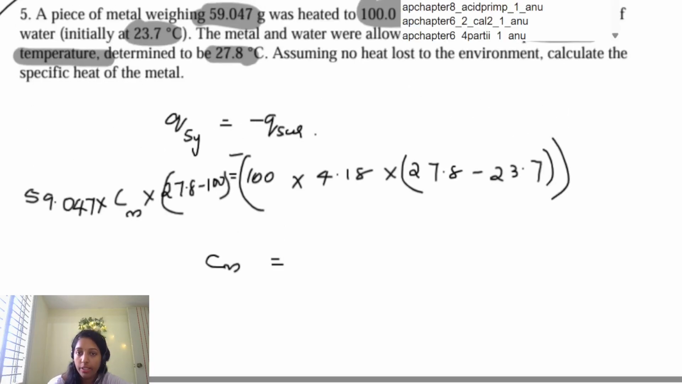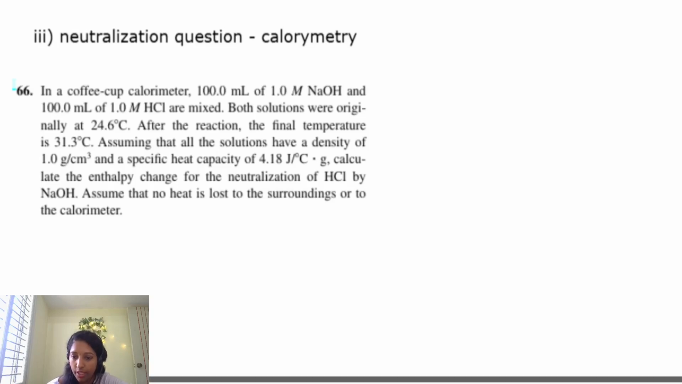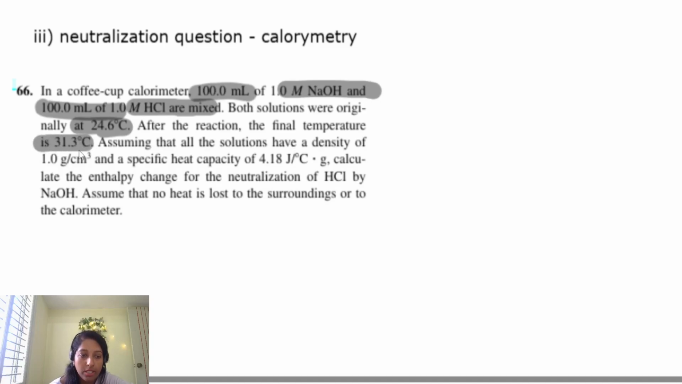And the third kind of question is a neutralization reaction. Neutralization reaction is something like this: 100 ml NaOH is added to 100 ml of 1 molar HCl. Both are mixing. Both solutions are originally at 24 degrees Celsius. After the reaction, the final temperature is this one.